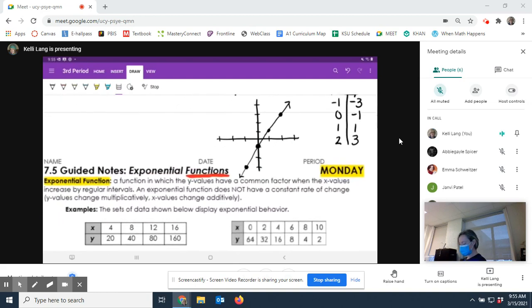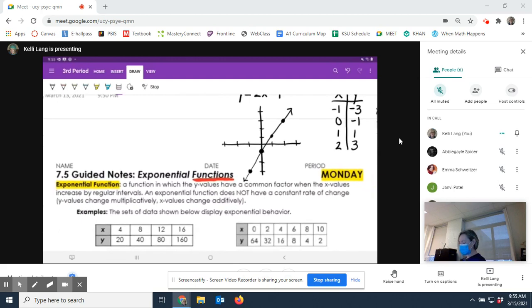So the definition of an exponential function is it's a function in which the y values have a common factor when the x values increase by regular intervals. So the y values increase or decrease by a factor, whereas the x values increase or decrease by regular intervals. The next thing that this definition says is that an exponential function does not have a constant rate of change.